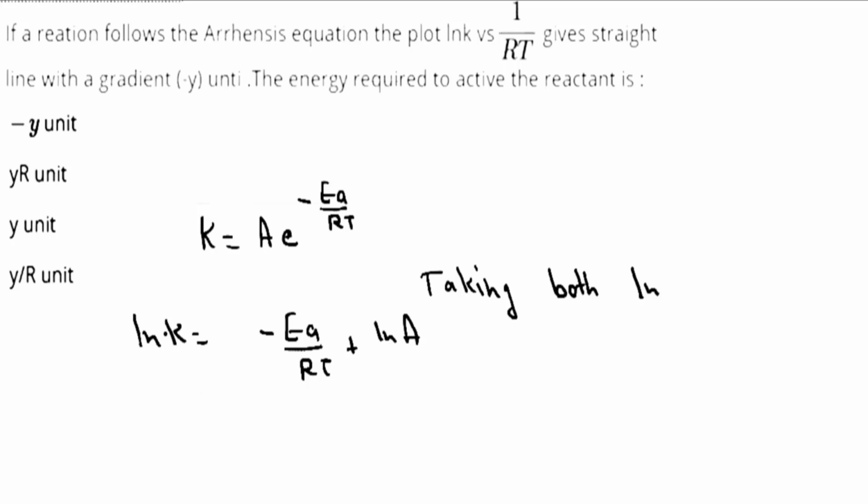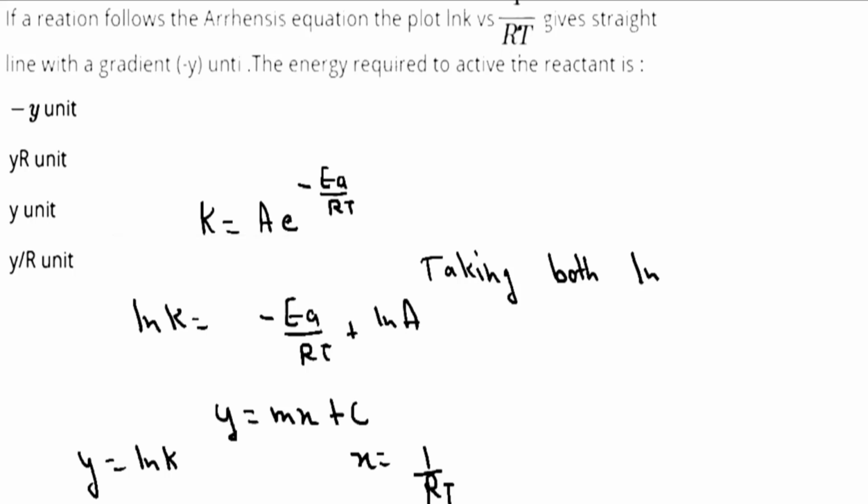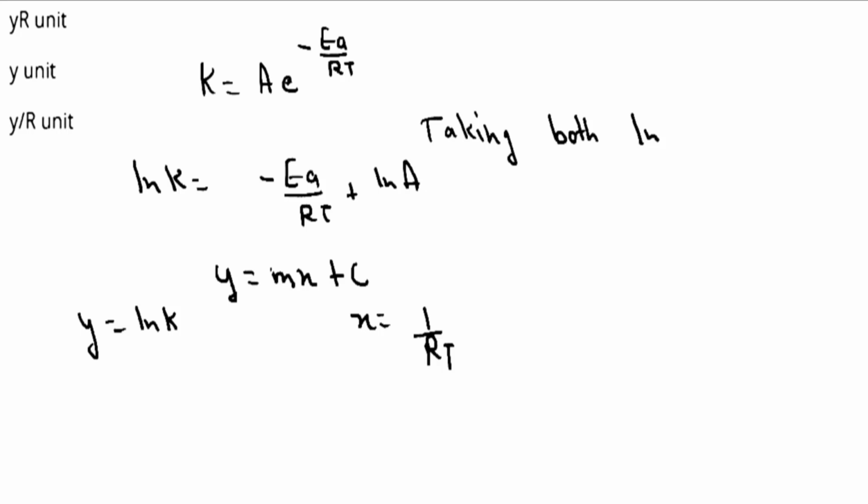So this is a straight line. Now we will compare it with the standard straight line. The equation of standard straight line, as we know, is y is equal to mx plus c. So here we will say that y will be equal to ln k, x is equal to 1 by RT, because it is the graph between ln k and 1 by RT. So this is y, this is x, and slope m is gradient, which is slope. So m here will be equal to minus of Ea, and c is equal to ln A.